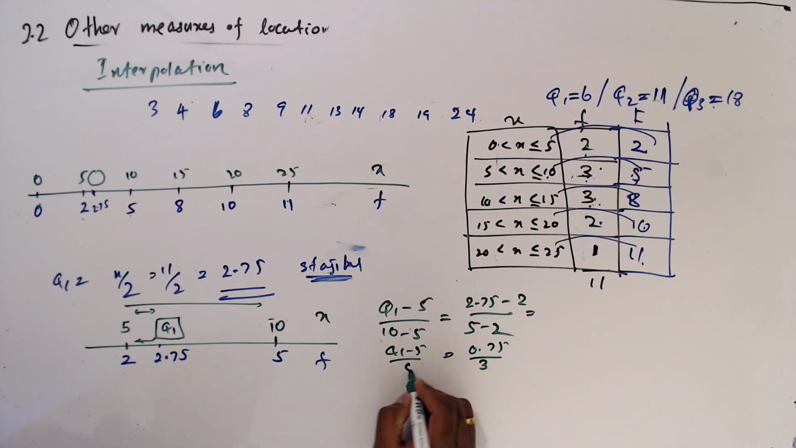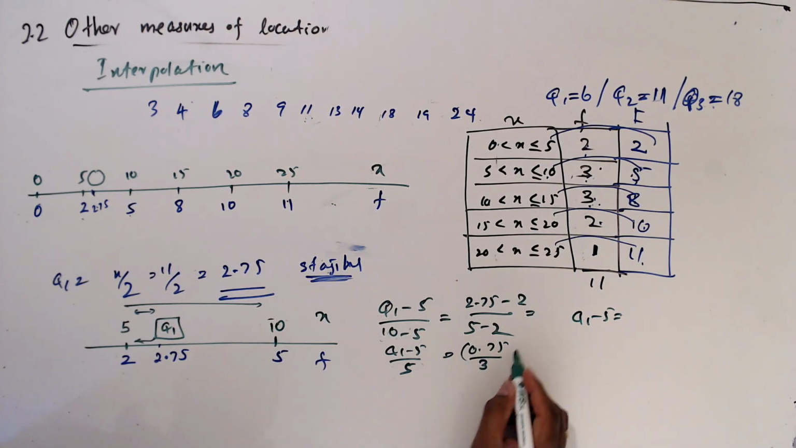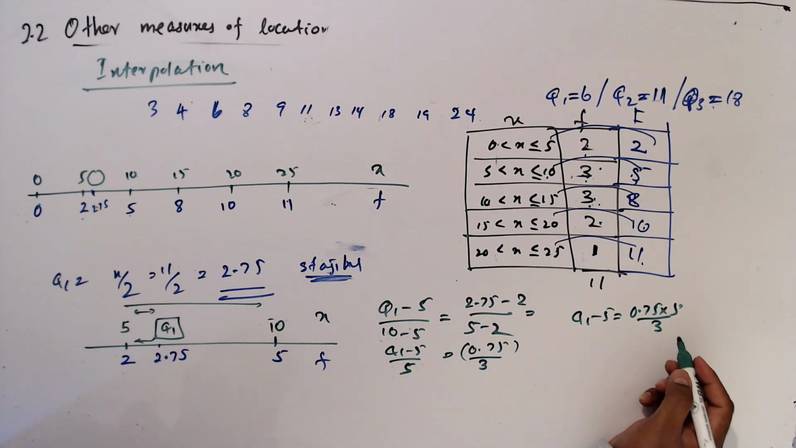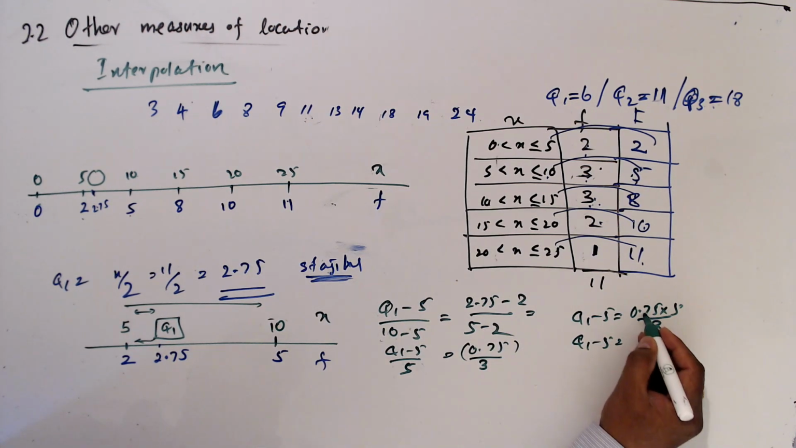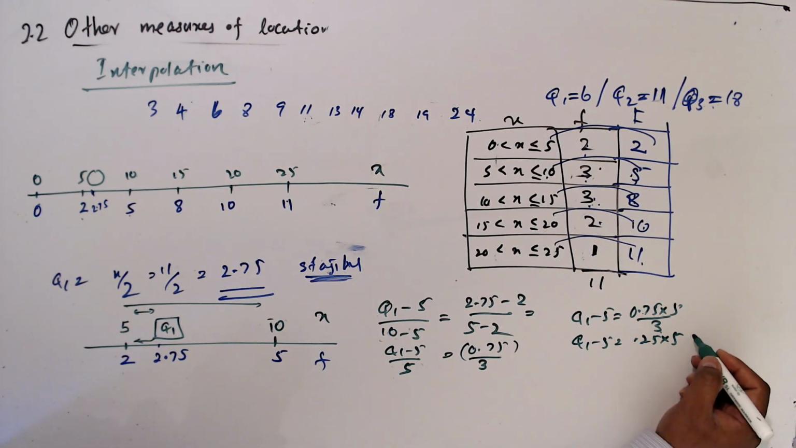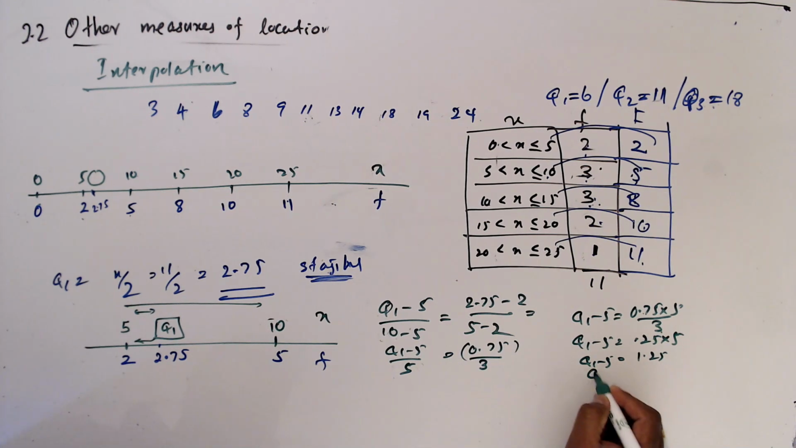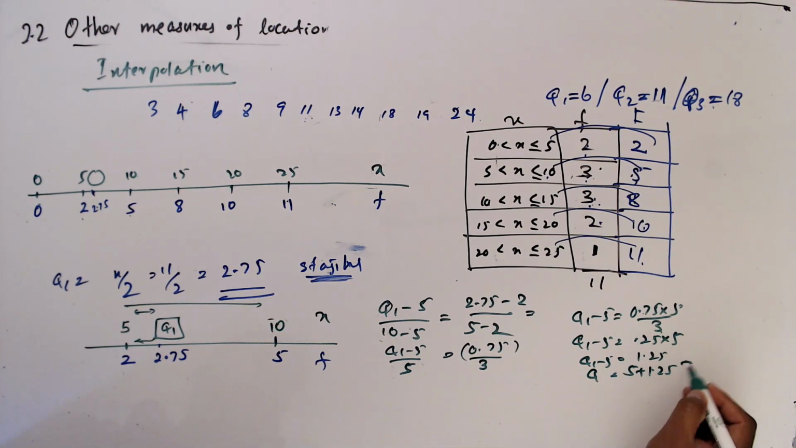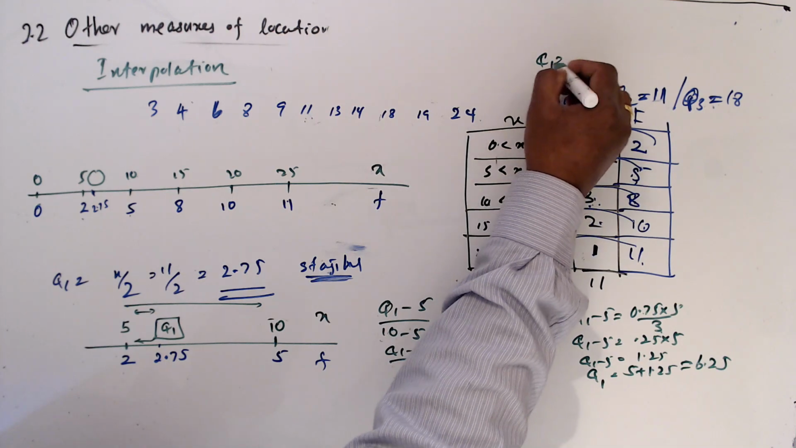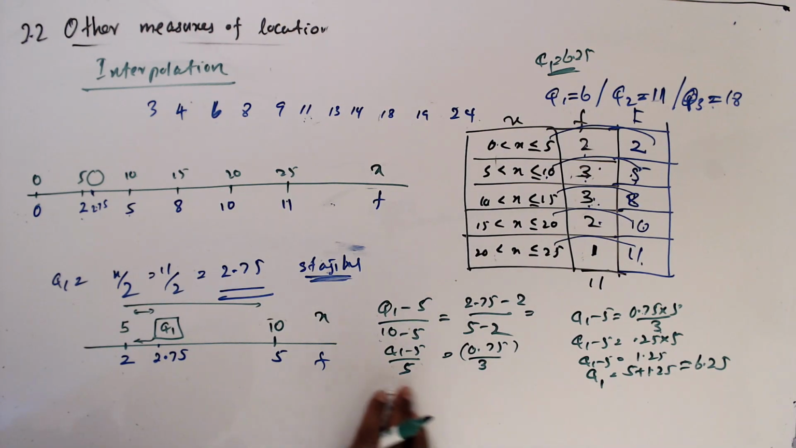So this is 5. Now Q1 minus 5 equals, cross multiply, 0.75 times 5 divided by 3. It means Q1 minus 5 equals 0.75 divided by 3 times 5. So this is going to be 1.25. So Q1 equals 5 plus 1.25, which is 6.25. Earlier Q1 was 6, now this is 6.25. This is very accurate. Now we'll find the median.